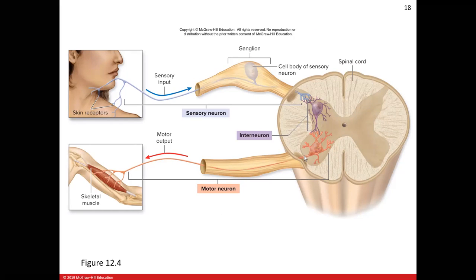And then here we have our motor neuron, which again is a type of multipolar. Here's our axon as it goes out the spinal cord and out to the rest of the body. And in this case, synapsing with a skeletal muscle.